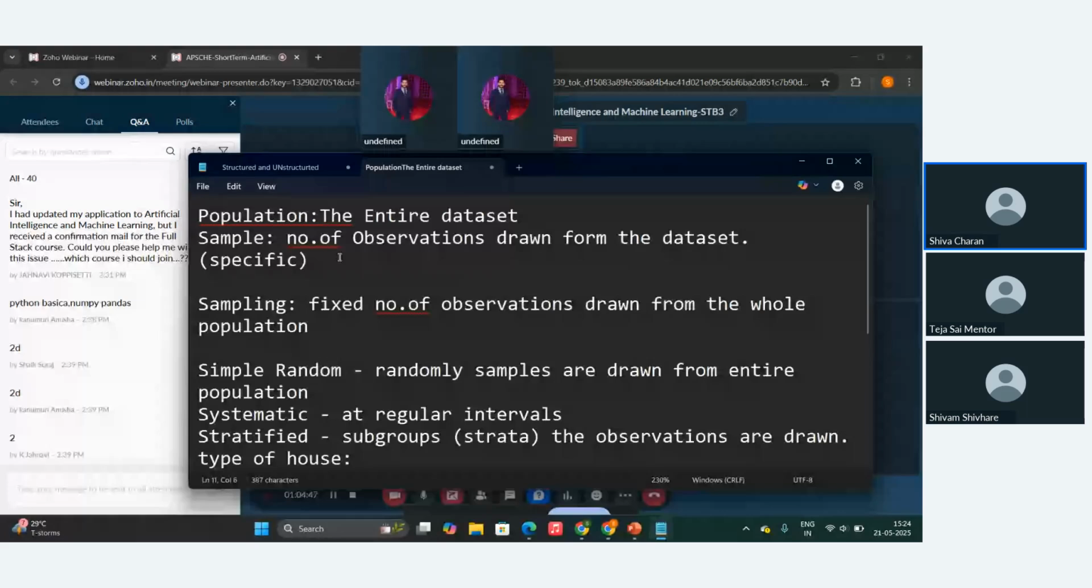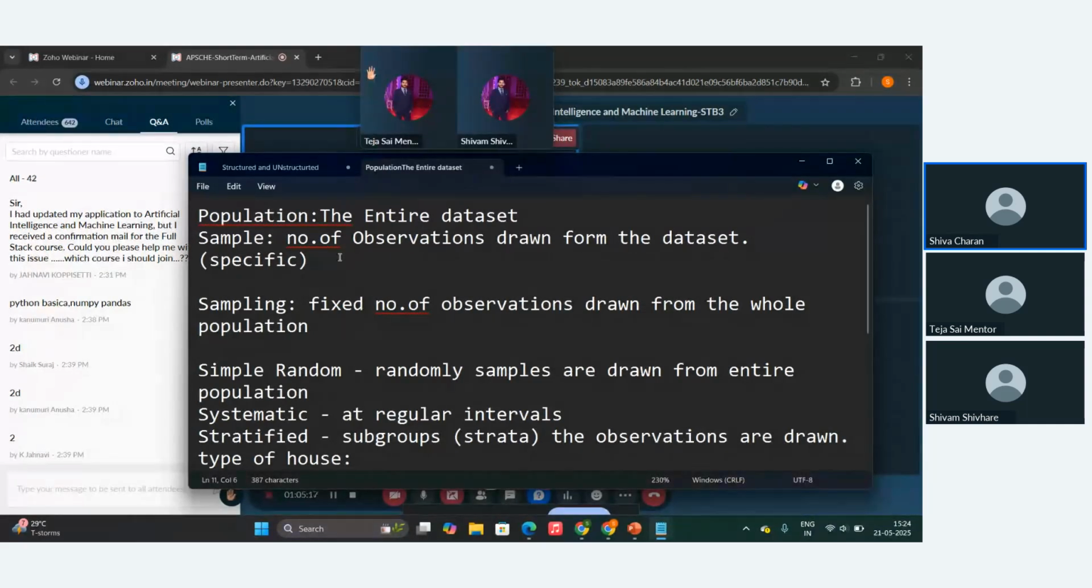In simple random sampling, the observations are drawn randomly from the entire population. Observations are again the rows. Moving on to systematic sampling, the samples are drawn at a regular interval. We need to mention the interval or the step, and at that step the observations will be drawn.